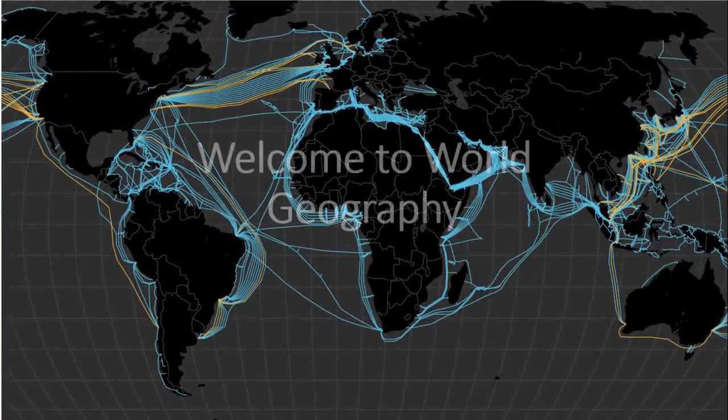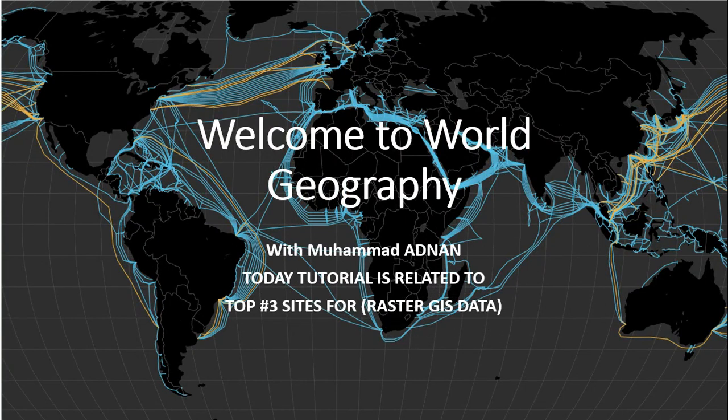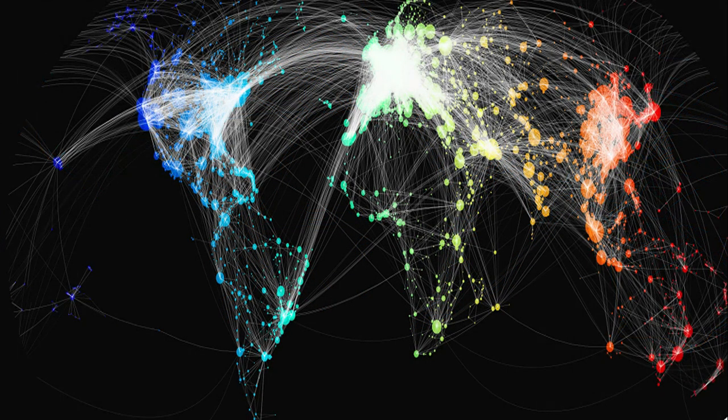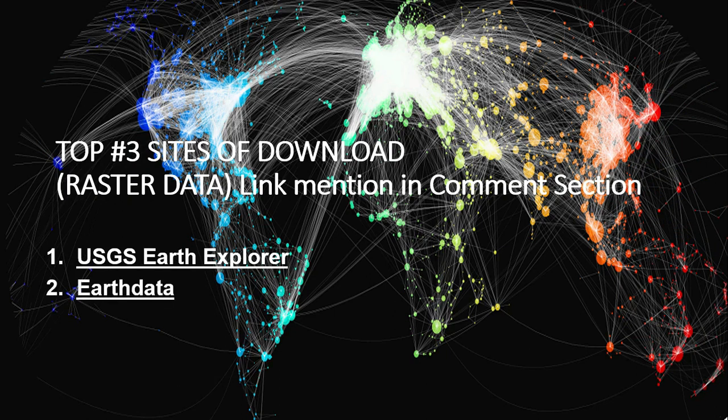Welcome to World Geography. Today the tutorial is related to the top 3 sites for raster GIS data to be downloaded free. On these sites you just need to make your registration, then you will get data from here free. So these top 3 sites are here from where you get the GIS raster data.